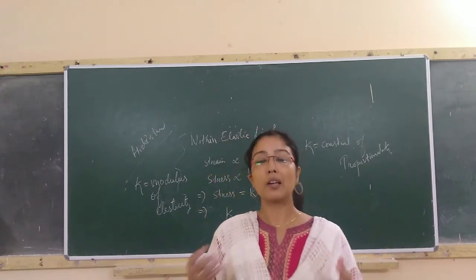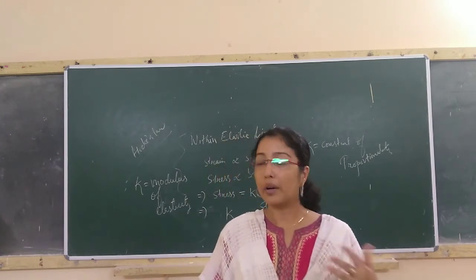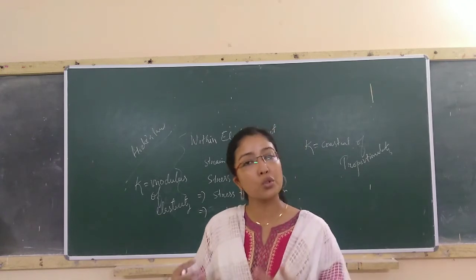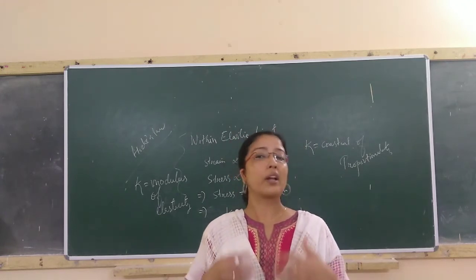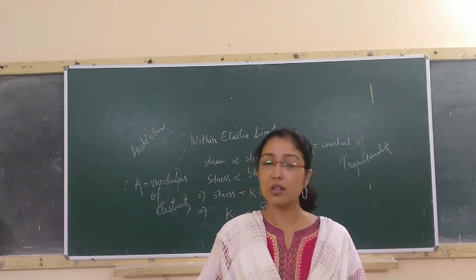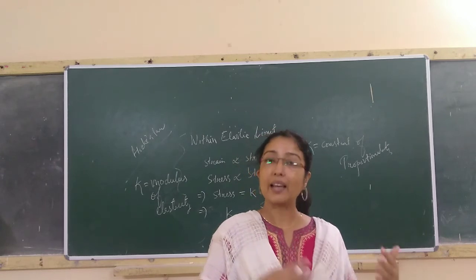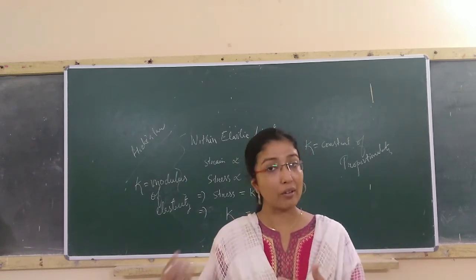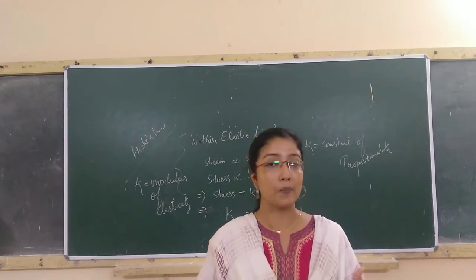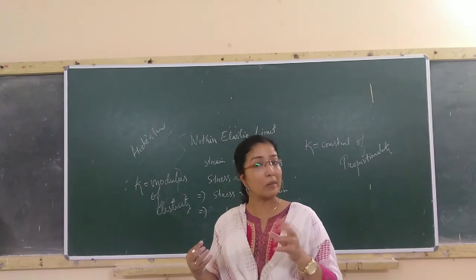Okay. So if I tell you that there are two materials, one is A and another is B. For A, the K value is 10, and for B, the K value is 2. If I ask you which one is stronger, then your answer will be A. Why? Because the elasticity constant for A is higher. So, the greater the value of the modulus of elasticity, the greater the strength of the material. Okay, this particular concept is basically used while choosing a material.